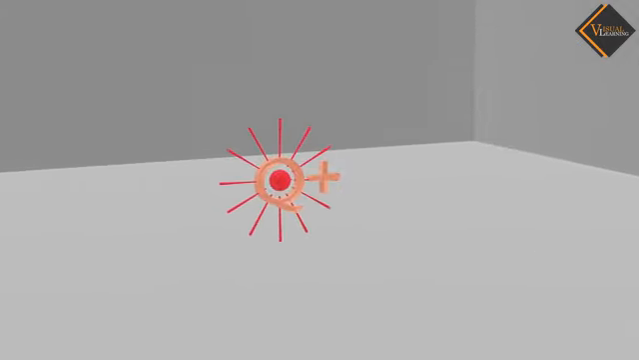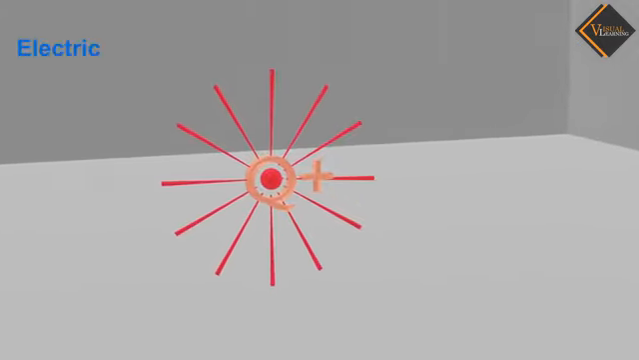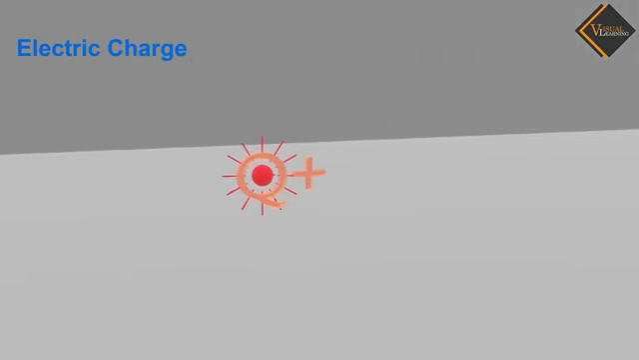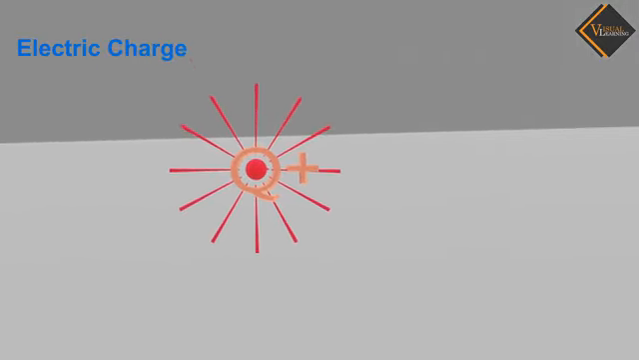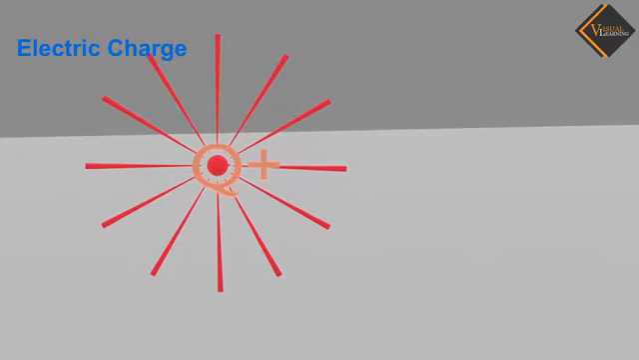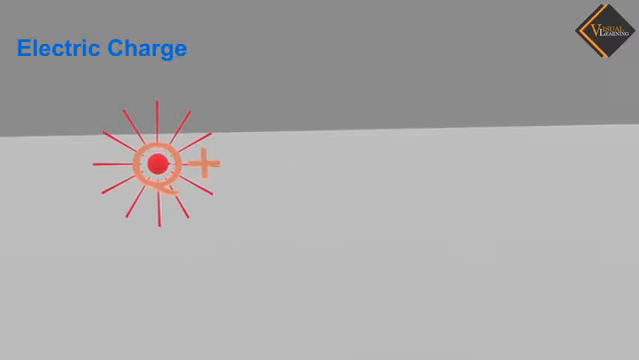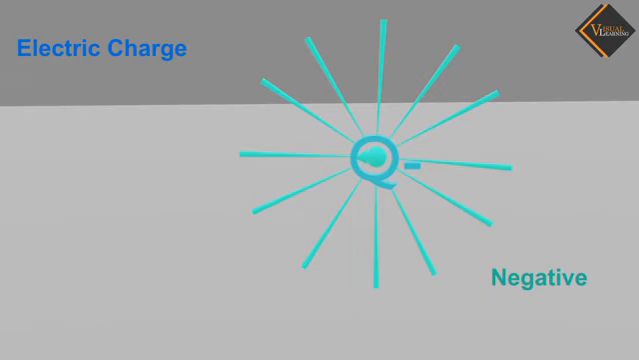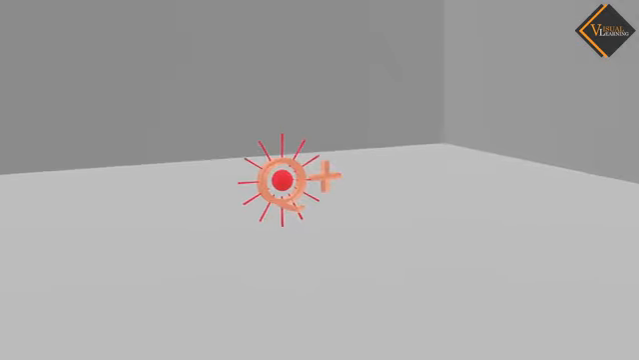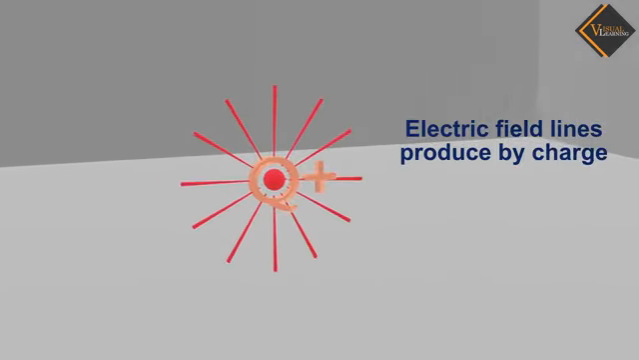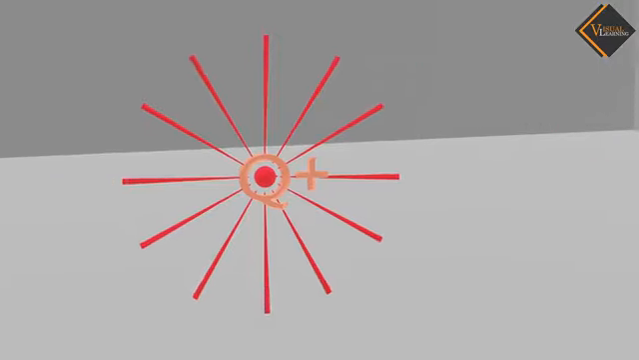Now, let's understand in detail. Electric charge is a property of materials that causes them to exert a force on other bodies. Charges come in two types, positive and negative. Each charge produces electric field lines, with positive charges having outward lines and negative charges having inward lines.